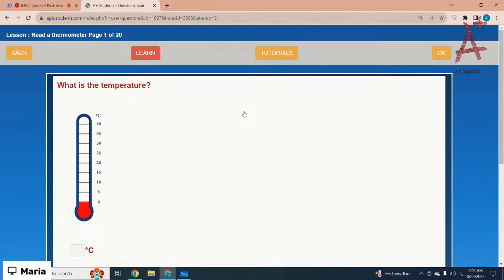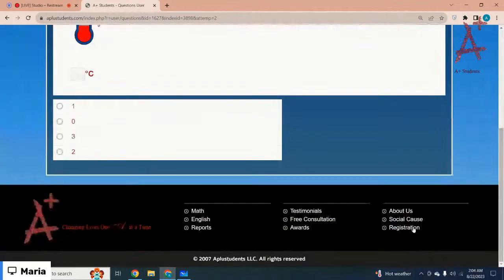What is the temperature? You have to follow the line where the color changes from red to white. You can see from here, this line, the color is changing from red to white. So just match this line along the temperature, it would be 0 degrees Celsius. So the correct one is 0 degrees Celsius.